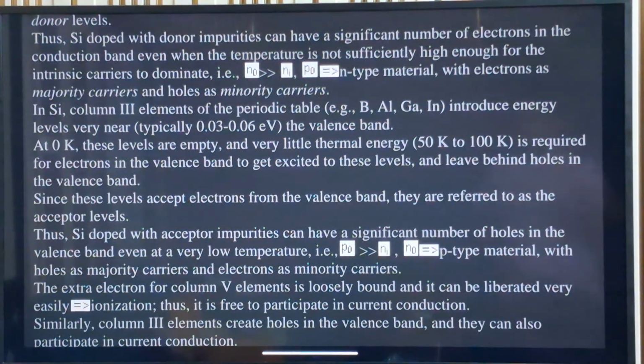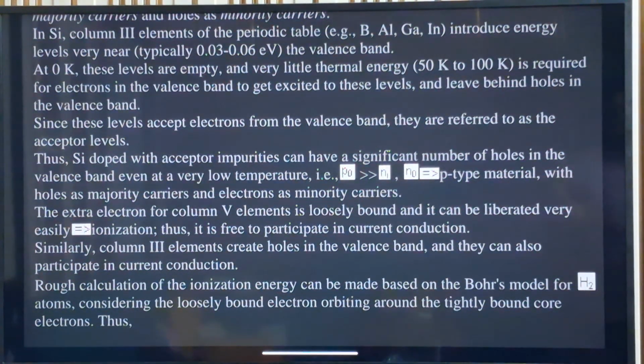And thus, once very little thermal excitation energy is given to the semiconductor, electrons very easily jump to these new energy bands close to the valence band and leave behind holes in the valence band. Therefore, the impurity basically allows the generation of a lot more extra holes. Since these levels accept electrons from the valence band, they are referred to as the acceptor levels.